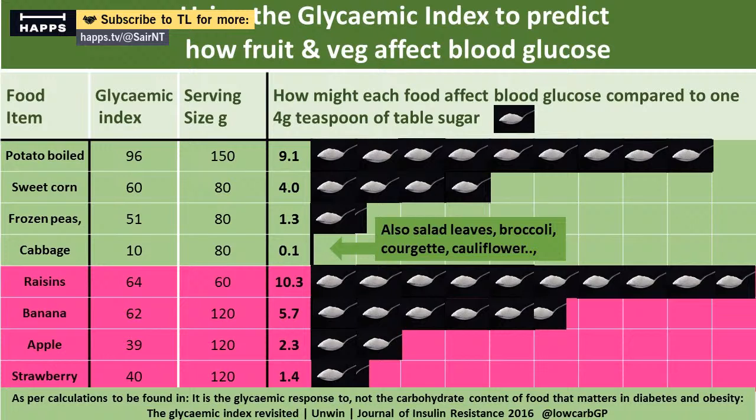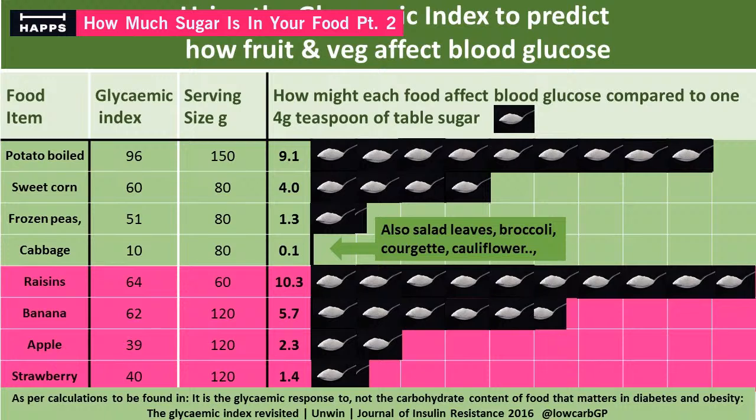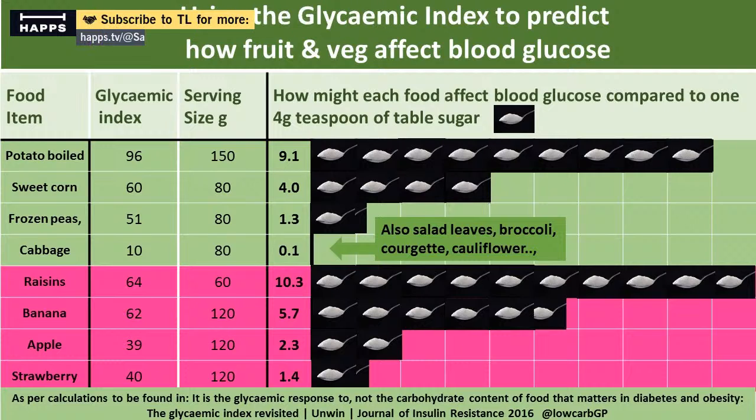All right, and so let's go back. Now we're looking at some more fruit here. We have raisins, 64 on the glycemic index for a 60-gram serving, and that gives you 10.3 teaspoons of sugar. It's quite a bit, quite a bit.